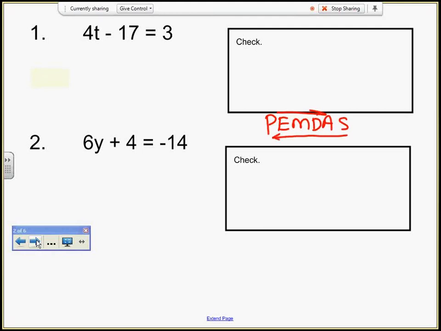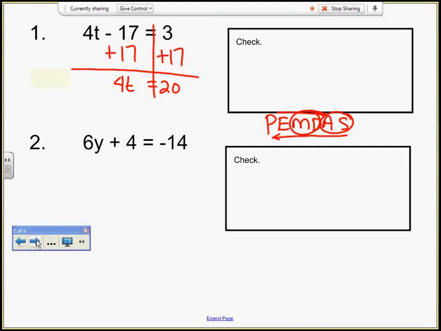That means that first we're going to handle our addition and subtraction. Then we're going to handle our multiplication and division. And that's as far as we're going to go on this lesson. But let's see. I see that I'm subtracting 17 from both sides. So what's the inverse to that? Adding 17. Add 17. So I end up with 4t is equal to 20.